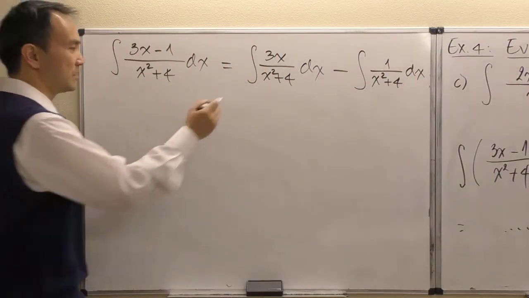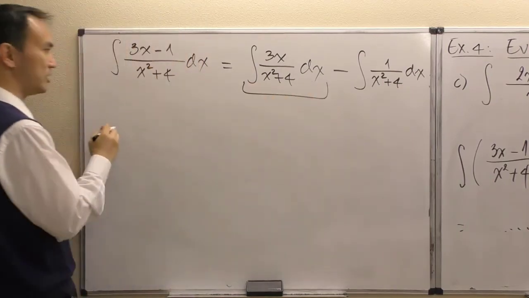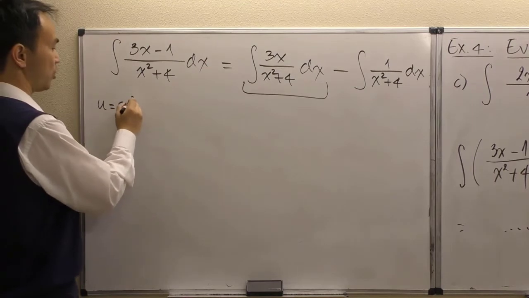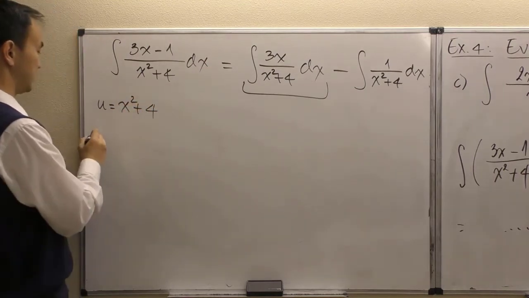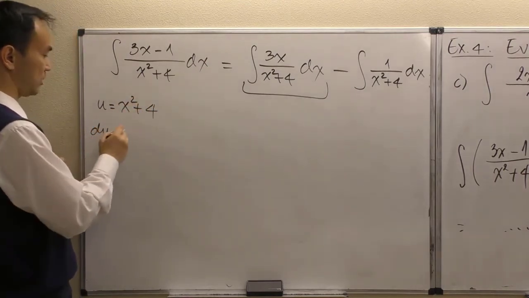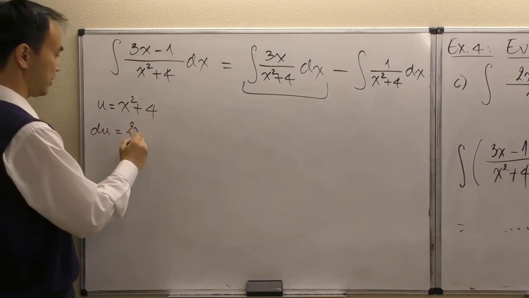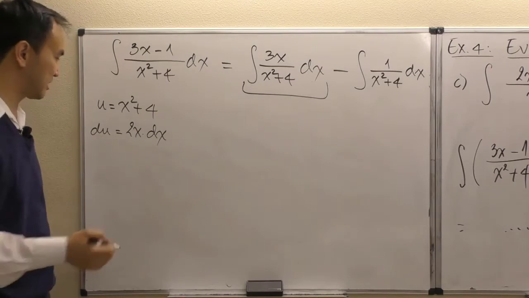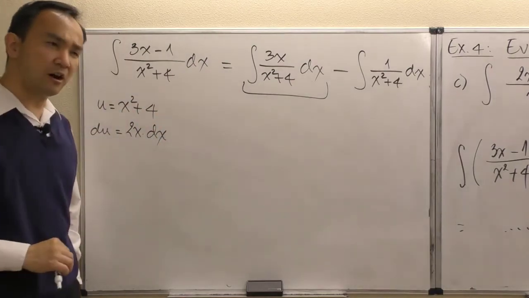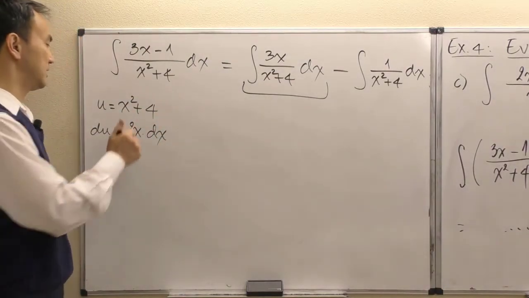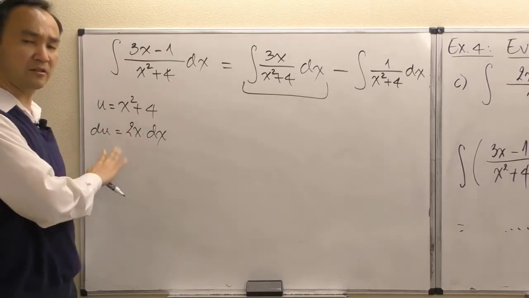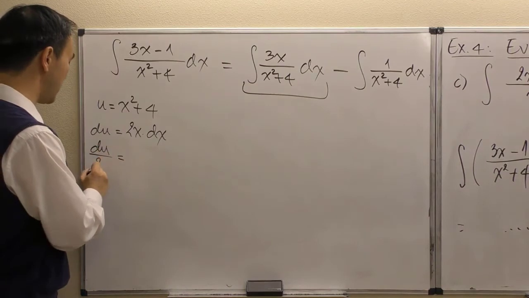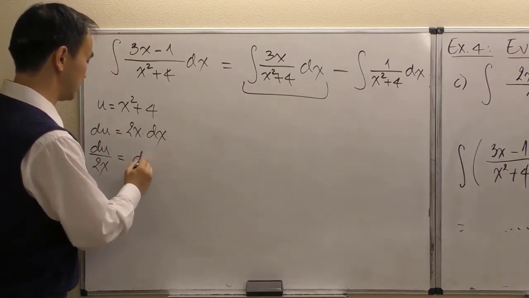Okay, so for this first one right here, we can do a little substitution rule. So I can let u equal x squared plus 4. So that means du equals 2x times the differential dx right here. Allow me to start skipping some steps, because you've seen all of this logical reasoning back in the video lesson where I explained the substitution rule. Or in other words, du over 2x equals dx.